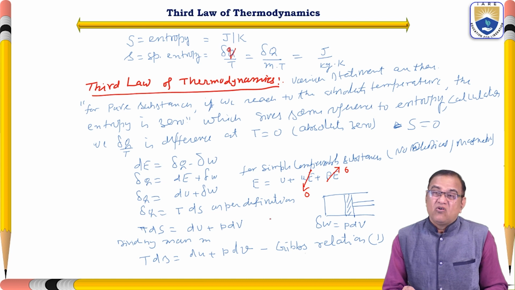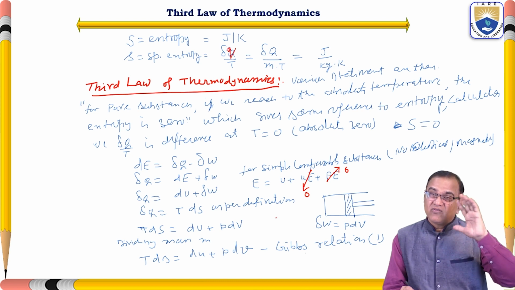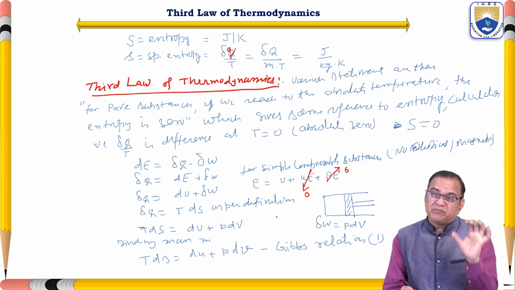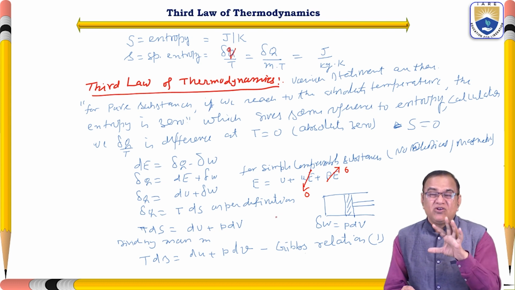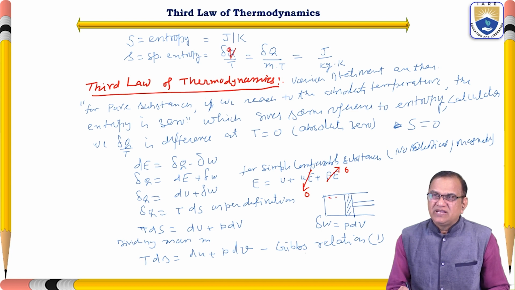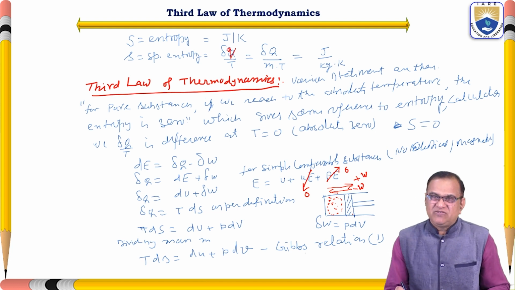Here PdV is the work done for simple compressible substances. We are not taking other work, only the thermodynamic work PdV, when it is changing the pressure and the volume of the system. As shown here, this is the gas. If it is going up, it is plus W, and if it is going down, it is minus W. So work is done by the PdV.